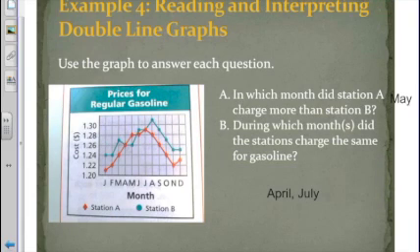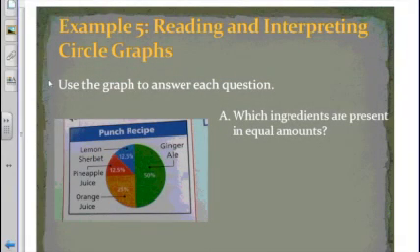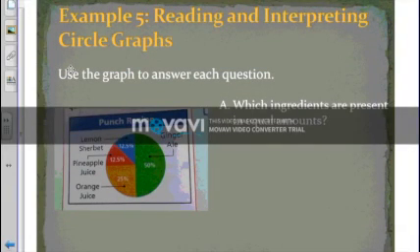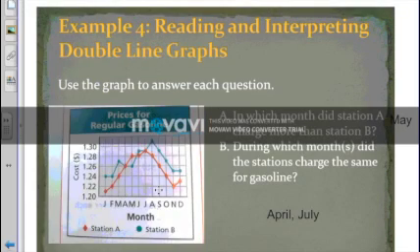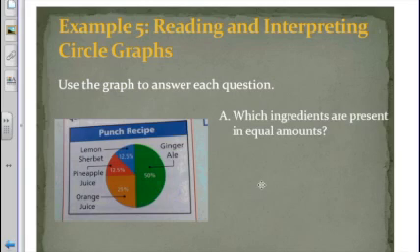So that's double line graph. And last thing we're going to cover are circle graphs. Circle graphs are showing percentages. Did I not explain? You know what circle graphs are. They are good for displaying comparisons in categories when you know the total amount.